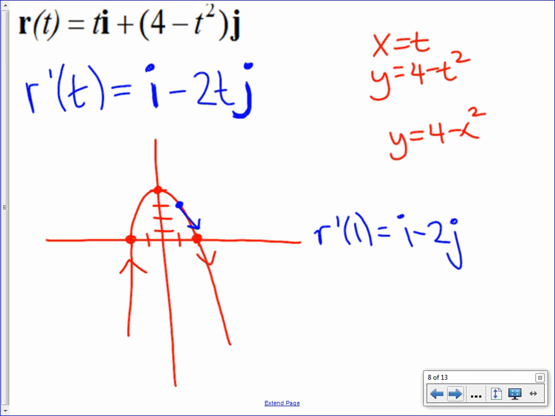What would a normal vector be? The normal vector would be 2i plus j. No, 2j plus i. Minus j. 2i plus j? Yep. Or 2j minus i. Or 2i plus j, minus... or negative j. i minus 2j.